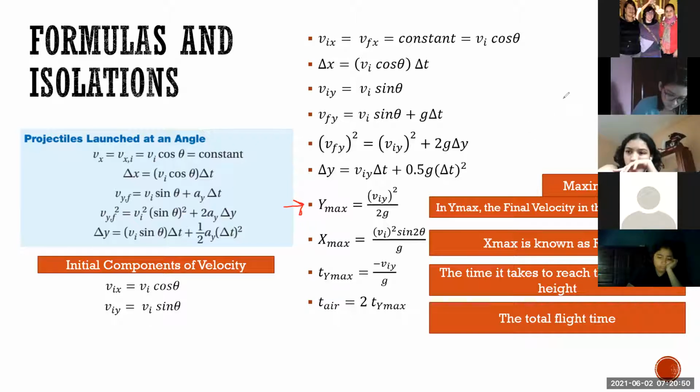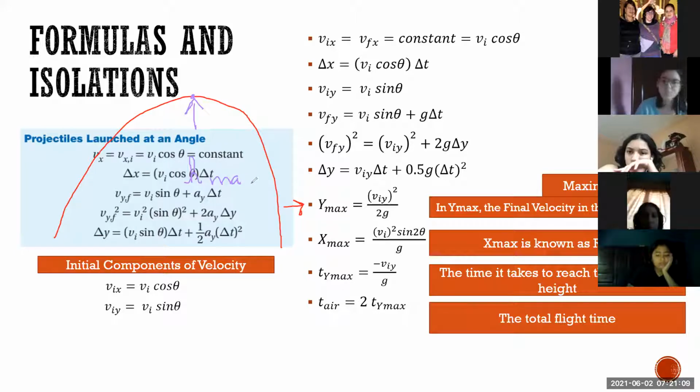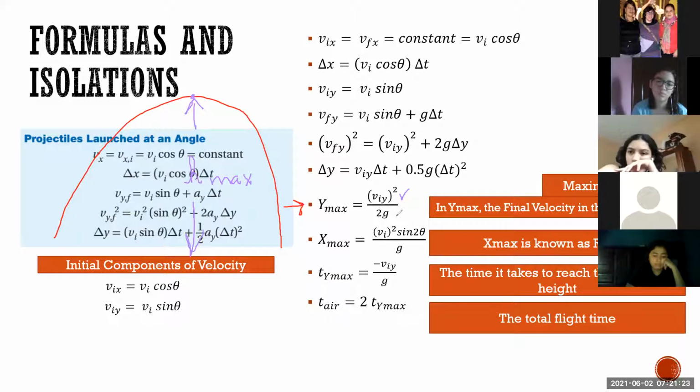So, y max. What is y max? It is the highest point in the parabola. So imagine this is the parabola. Y max is gonna be right here at the highest point. So how do you get the highest point? It could be called x max or y max. I like to call it y max. Okay? You get it? If you know the initial component in y, raise it to the second power and then divide by twice the gravity.